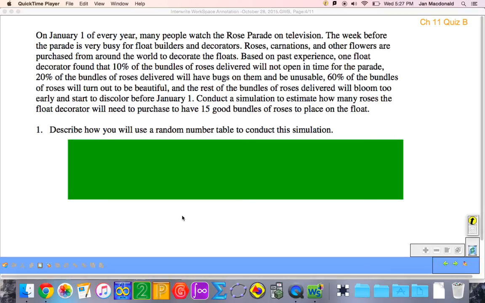Okay, we're in Chapter 11, Quiz B. Let's take a moment and look at the prompt. On January 1st of every year, many people watch the Rose Parade on television.